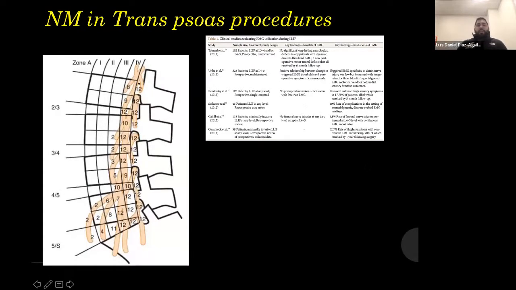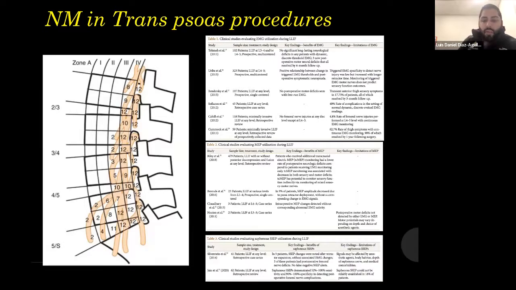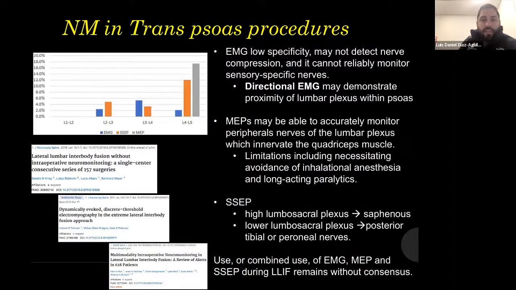Now, the discussion of neuromonitoring within transpsoas procedures could warrant a whole hour in and of itself, but I think it's important to highlight the slight difference in the way that they're used when approaching the psoas and trying to avoid the lumbar plexus. As such, within the past decade, several papers have come out discussing the clinical utility of EMG, MEPs, and SSEPs within lateral surgery in order to best avoid any postoperative deficits.